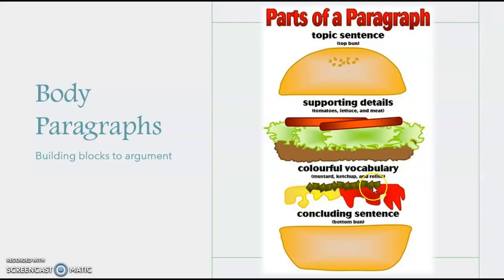You go on to your colorful vocabulary, which is the mustard, ketchup, and relish, which I really like because it's almost like a spice, because that's basically what you're looking for. Now, you don't want to be throwing in large words. You don't want to use a thesaurus to find every single word in your paragraphs. You want your paragraphs to just use higher level language. You're not trying to make it crazy complicated. And then your concluding sentence, which is going to reference back to your conclusion that you referenced at the end of your introduction, because it makes everything full circle, and at the end, whenever you are writing your conclusion, it's going to matter.